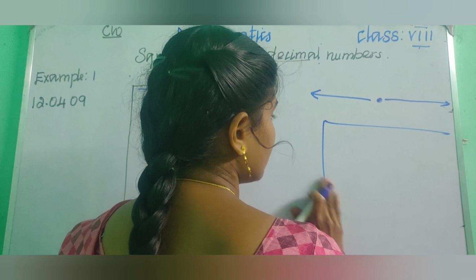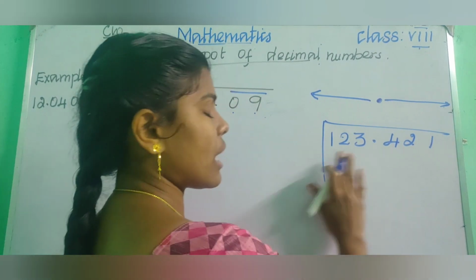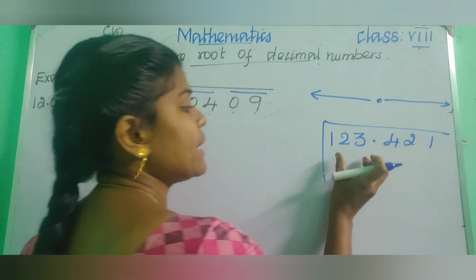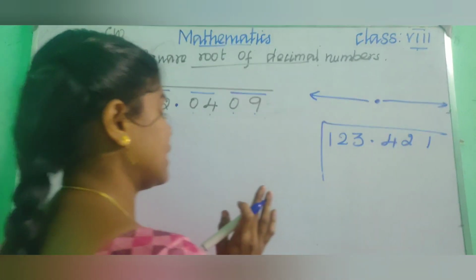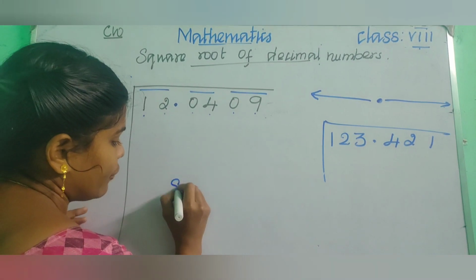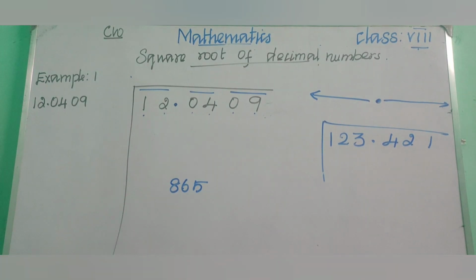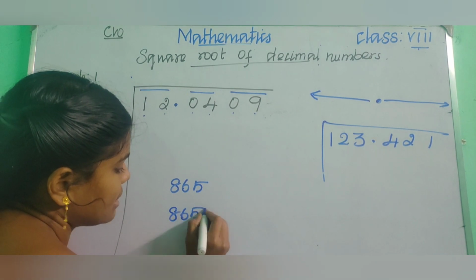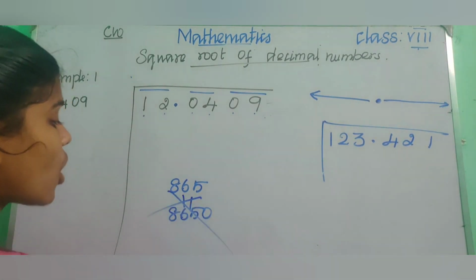So if you are having 123.421, see, let me ask you something. If you are having 865, I'm just having rupees 865, just consider, and I'm writing it as 8650. Are these two same? It is 865, but it is 8650. Are these two same? No, right? These two are not same.